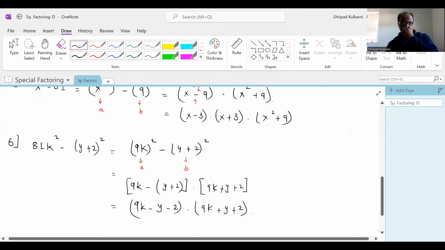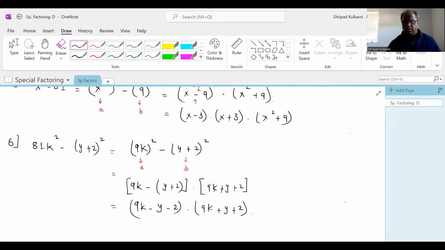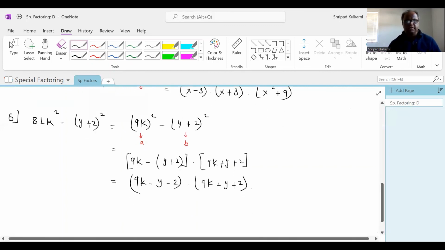All right. So this is all about special factorization.